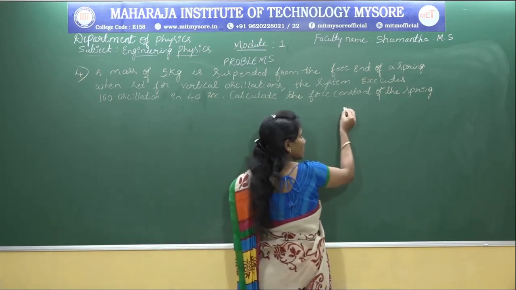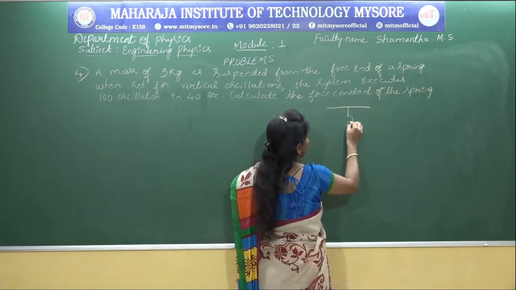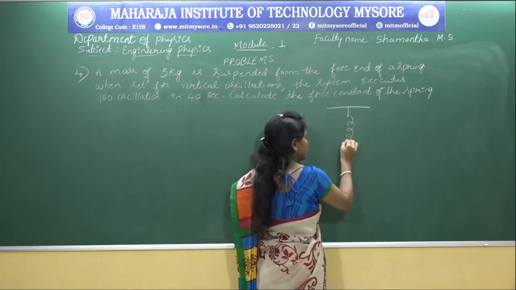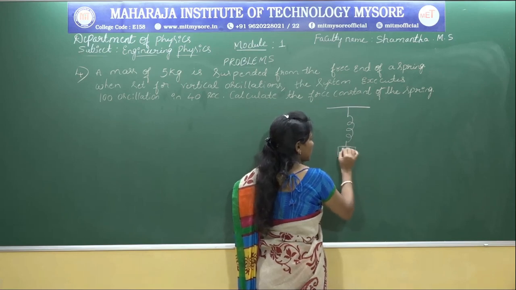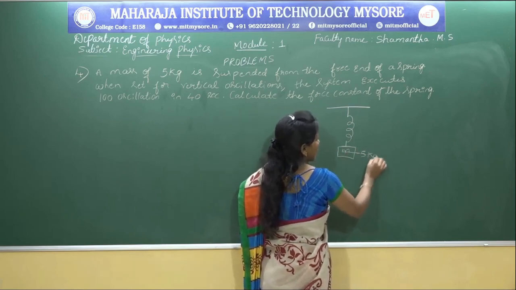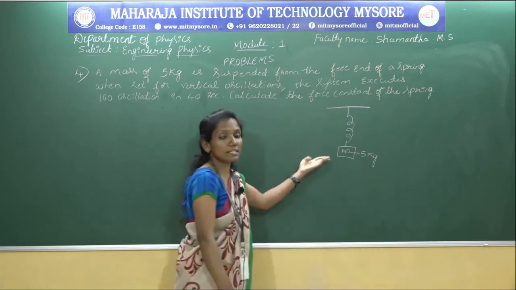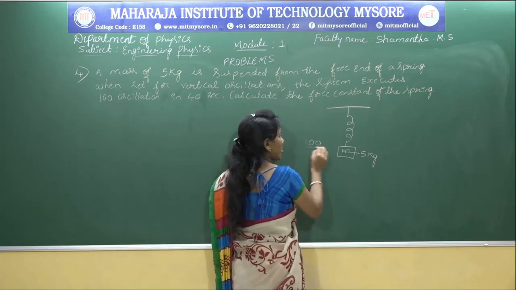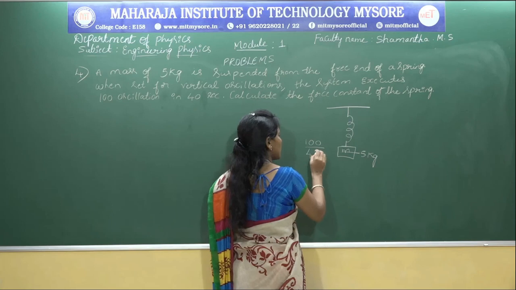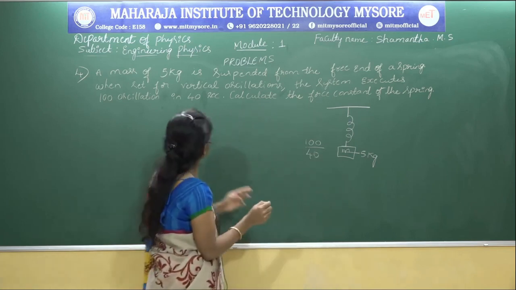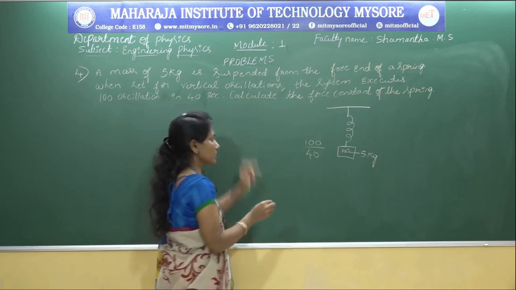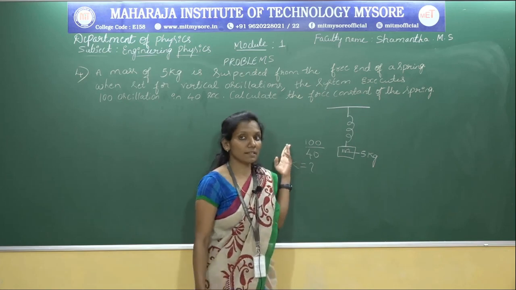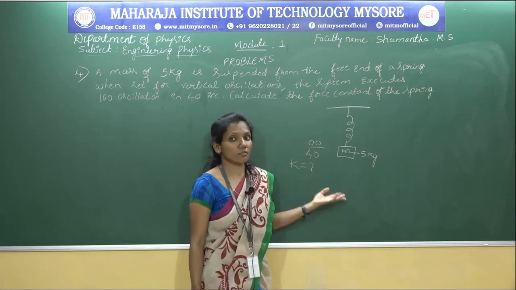So, that is a spring which is suspended with the mass of 5 kg, and which is executing 100 oscillations for 40 seconds. Calculate the force constant of the spring. We have to calculate the force constant of the spring at this condition when the particle is executing 100 oscillations for 40 seconds.